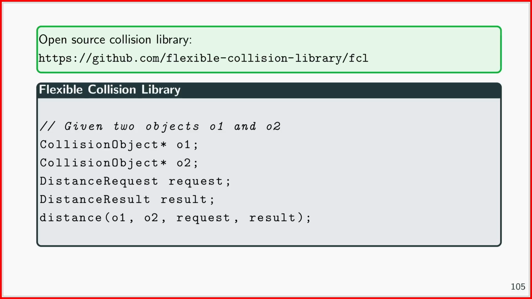Luckily, this has all been implemented, and you can find it in the Flexible Collision Library, which is open source. It's super easy to use. Basically, you just have to create two collision objects. You create a request where you specify some parameters, and then this distance function from FCL will give you the result. In the result, you can see whether your two collision objects are in collision or not. And under the hood, of course, the GJK algorithm is used and the Minkowski difference is computed, but this is all something you don't necessarily have to take care of.